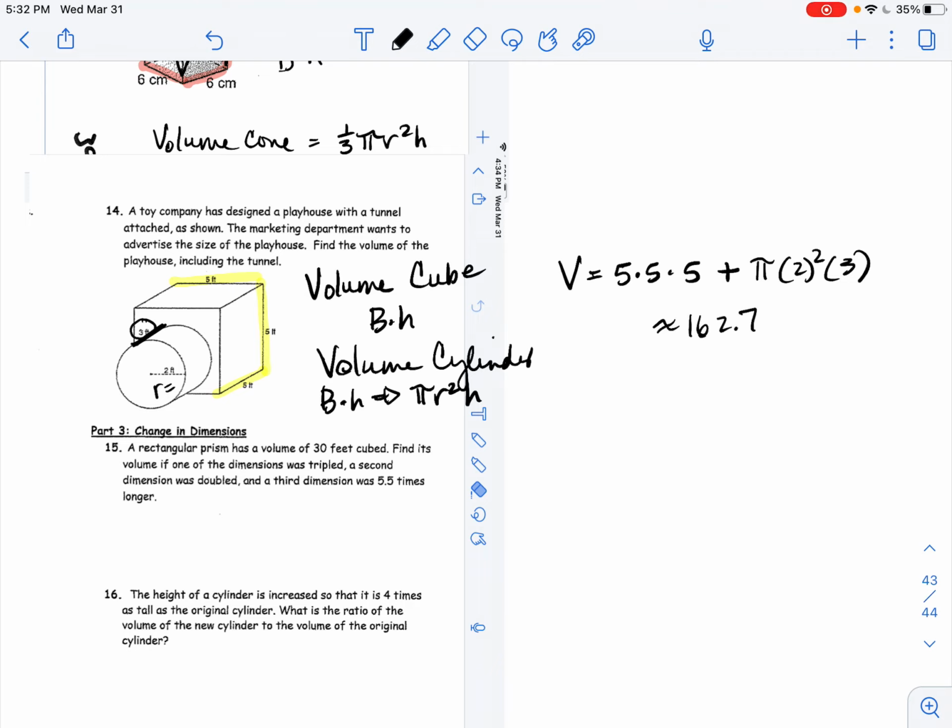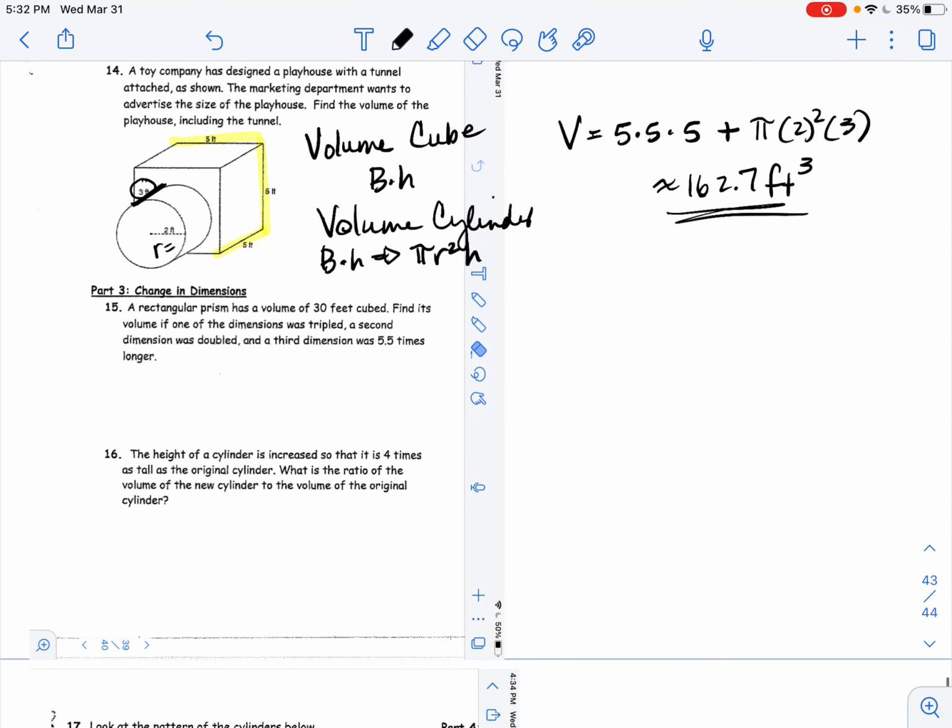And this is approximately 162.7 feet. Volume is cubed. All right. In problem number 15, it says we have a rectangular prism with a volume of 30 feet cubed.